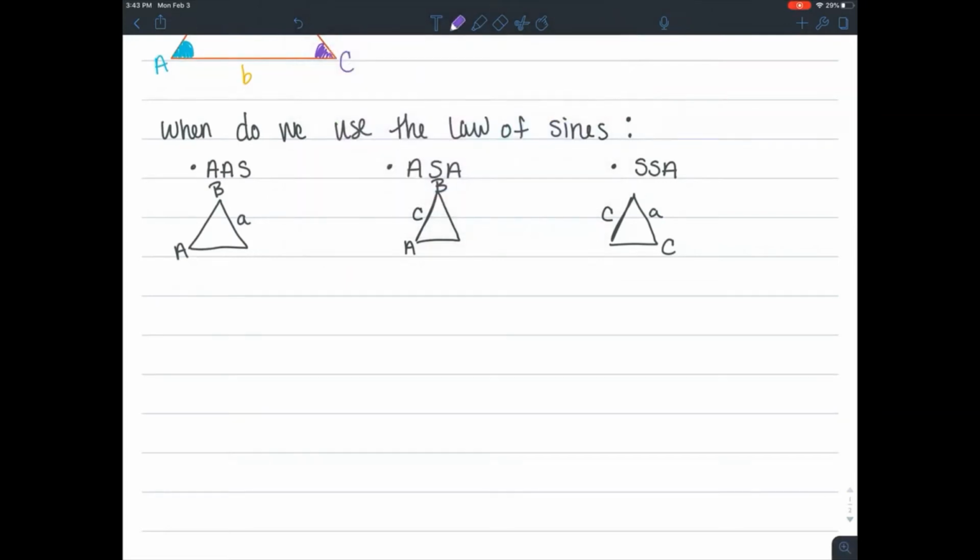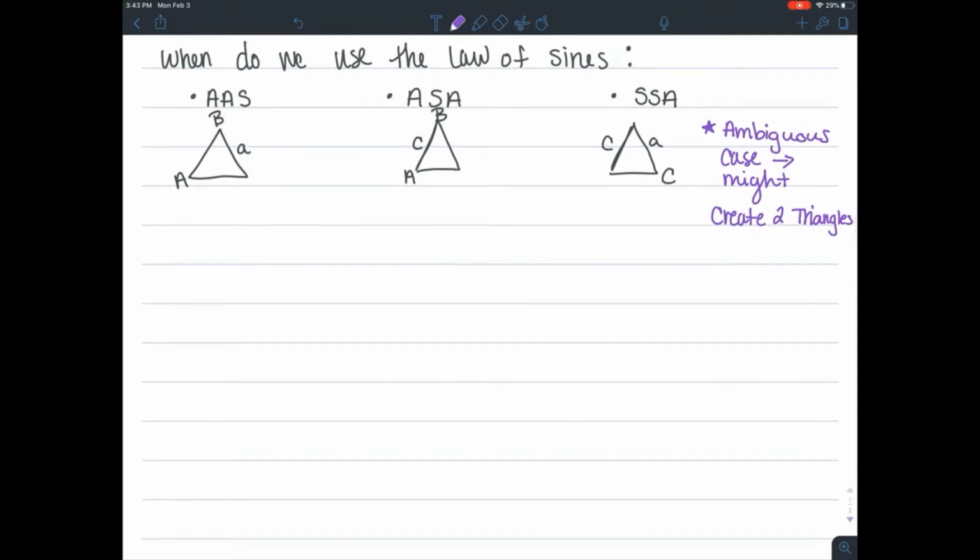Side angle, this one is an ambiguous case. That means that it might create two triangles. Okay? So now you're going like, what? Two triangles? So there's some steps to that.